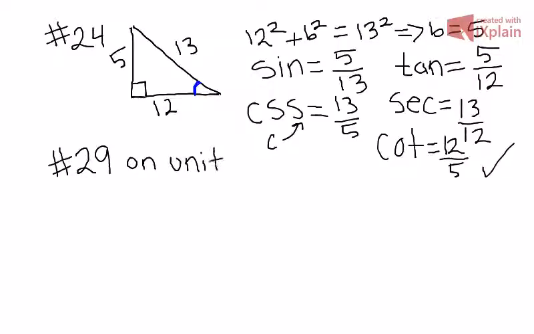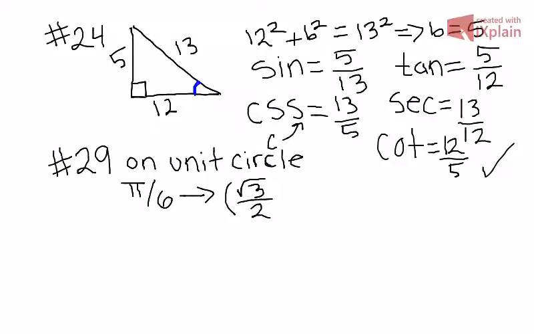All right, number 29. On the unit circle, this one's not too bad. Without a calculator, you're just using your unit circle. So you look up on your unit circle wherever pi over 6 is, and then what is the terminal point at pi over 6? It's radical 3 over 2, 1/2. That first number there is the cosine, and the second number there is the sine.